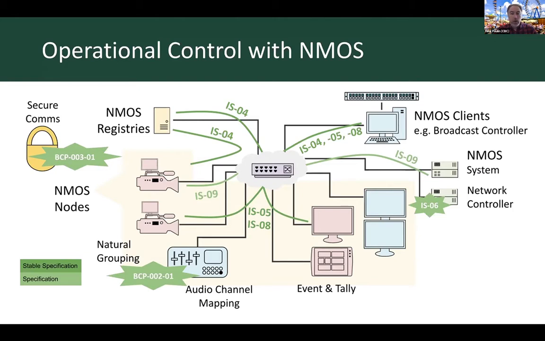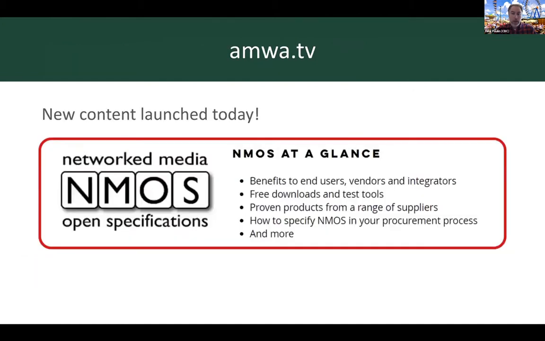So in a system where there's a number of sources and destinations and a large number of senders of all types, it's good to know which belongs to each other. IS-07 is for event and tally communication between panels and devices. So that gives the kind of very high-level recap of all what we have published today.